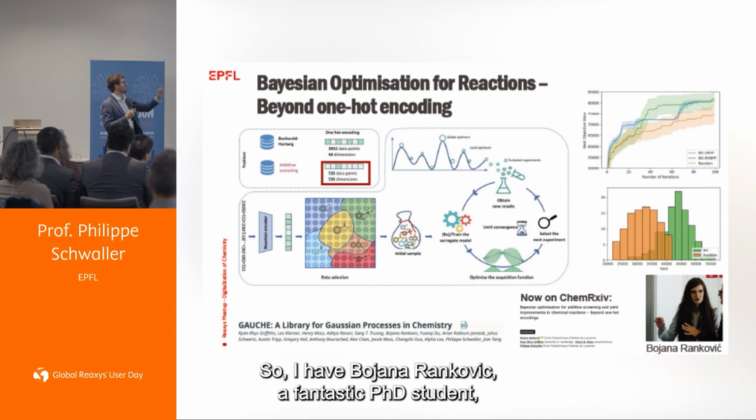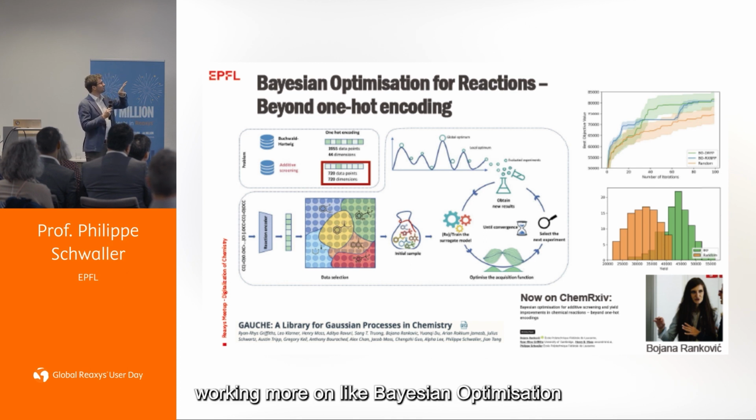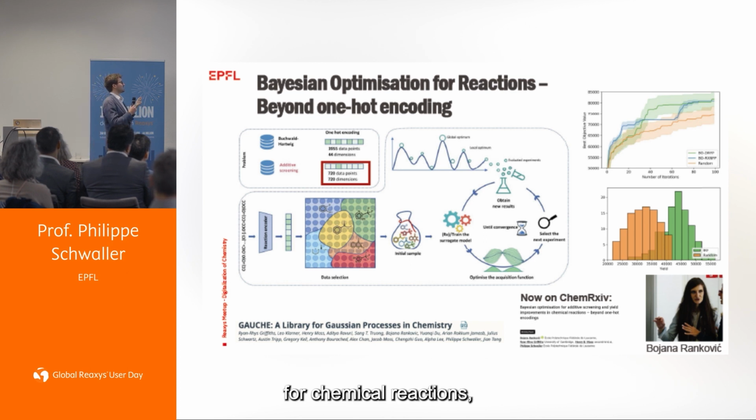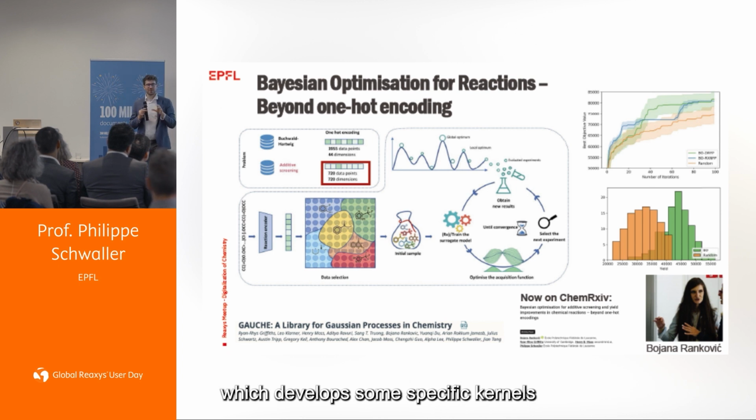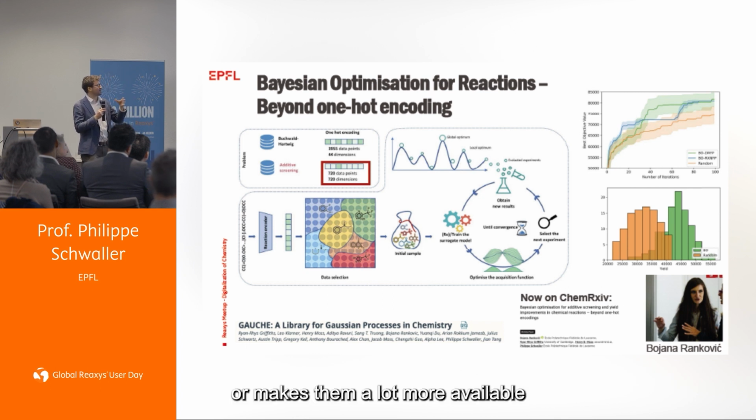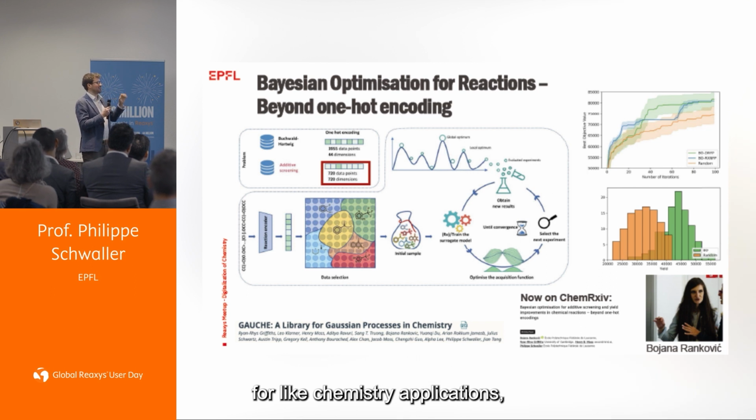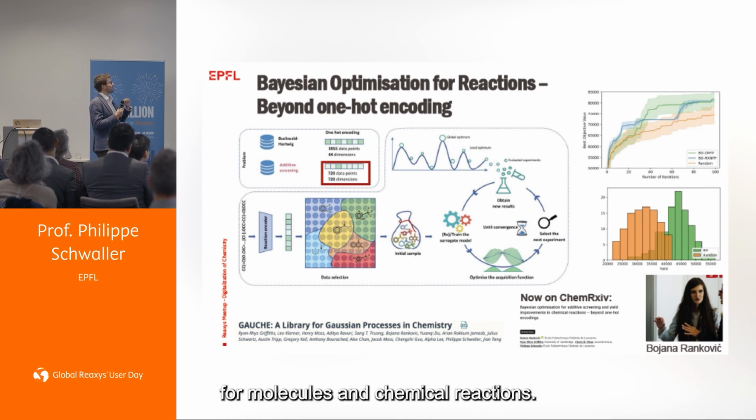So I have Bojana Rankovic, a fantastic PhD student, working more on Bayesian optimization for chemical reactions, who contributed to the Gauche library, which develops some specific kernels or makes them a lot better available for chemistry applications, for molecules and chemical reactions.